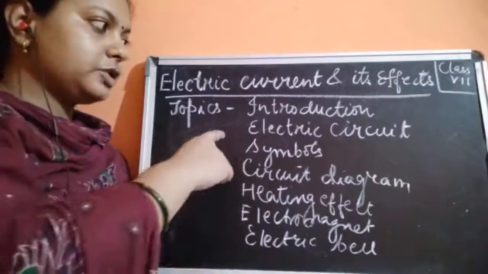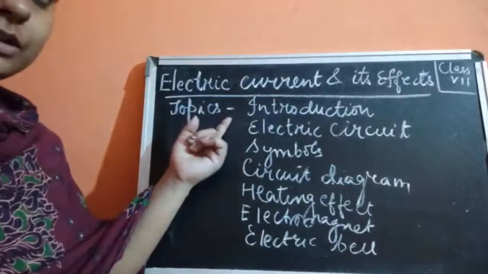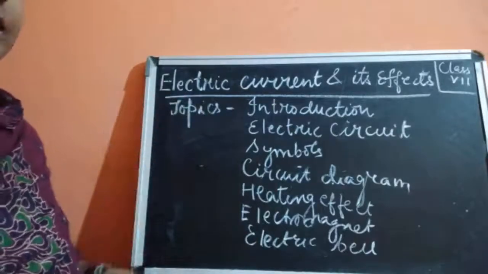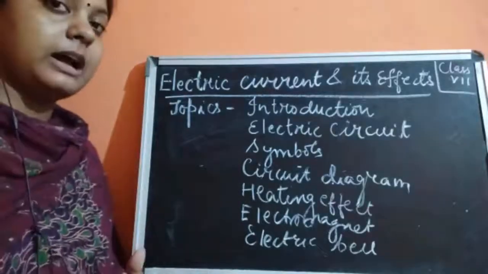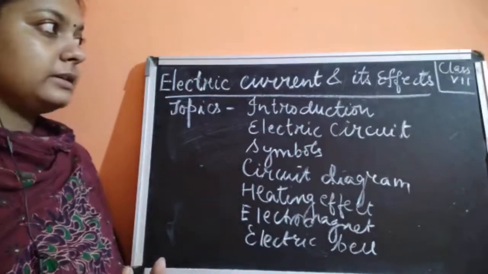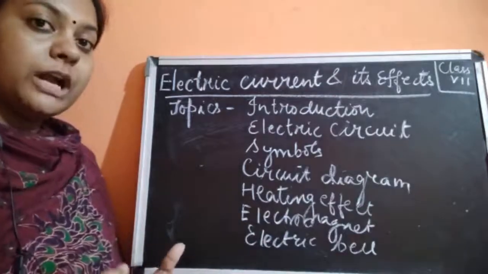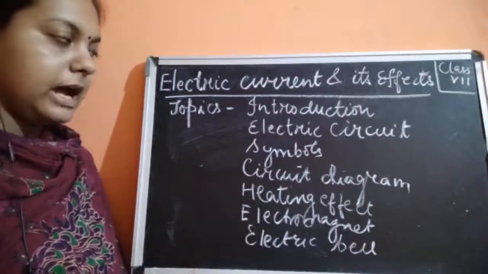The topics which are to be covered in this chapter are, we will first introduce you with the topic of electric current, the circuits, and what do you mean by the word electric current, and what kind of effects this electric current will be having.